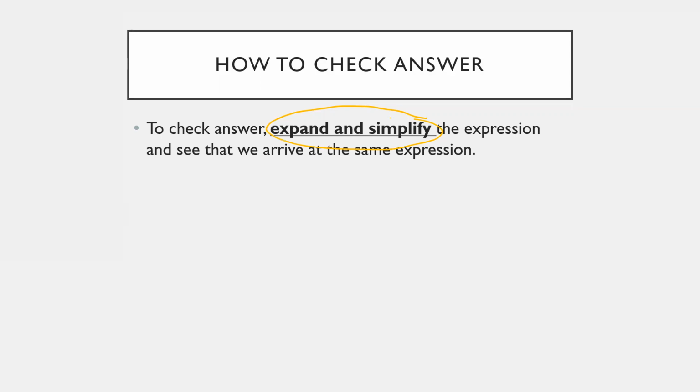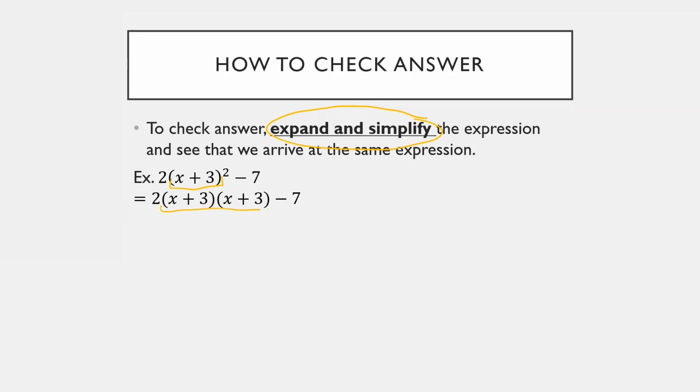All we're doing is multiplying the binomial squared. The only difference is it's a binomial squared, and then we expand out our expression, and then we simplify. So in our case here, what we're going to do is expand all the brackets. So we have x plus 3 squared, which is x plus 3 times x plus 3.